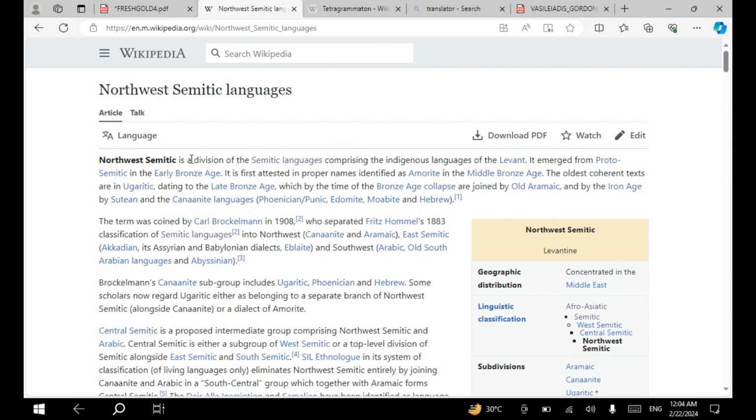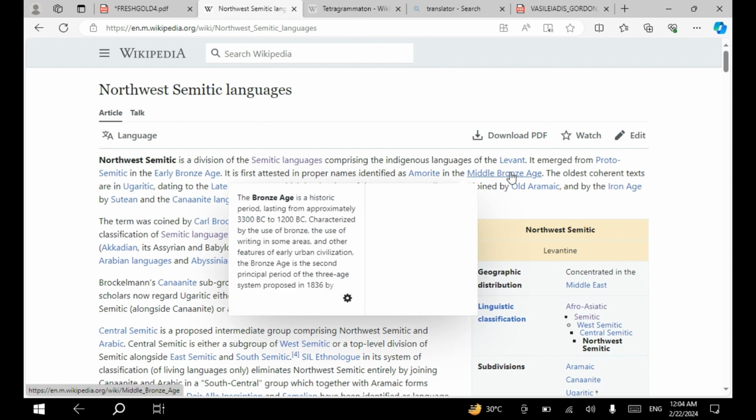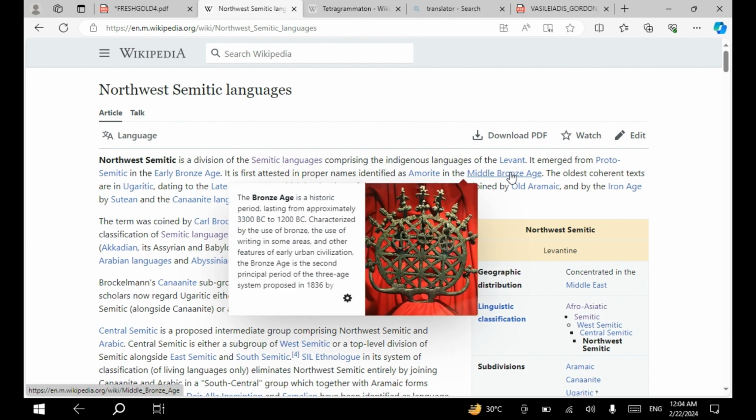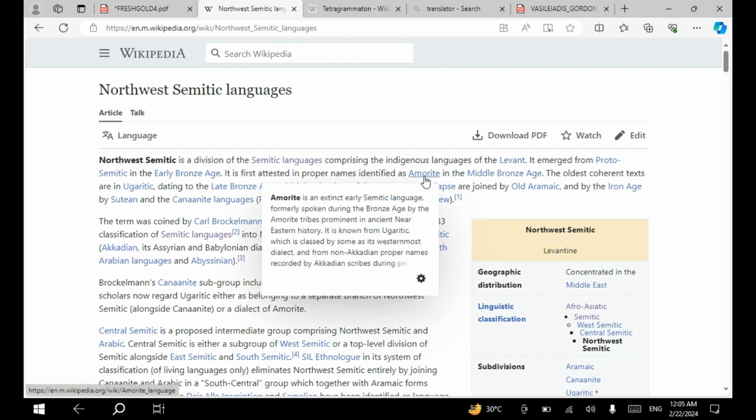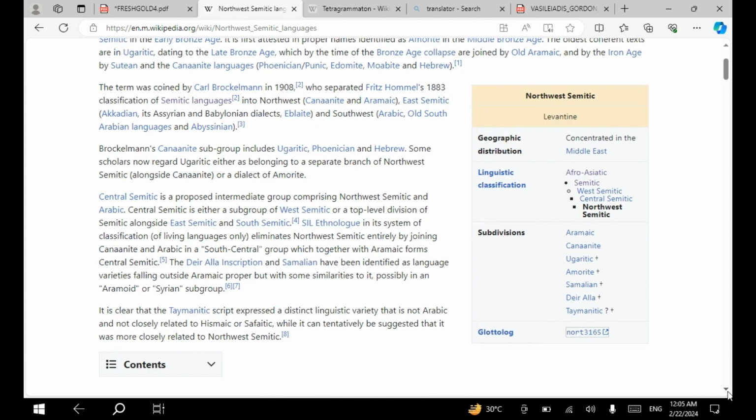Northwest Semitic is a division of Semitic language comprising the indigenous language of the Levant, what they say. It emerged from Proto-Semitic in the early Bronze Age. It is first attested in proper names identified as Amorite in the Middle Bronze Age. So, Northwest Semitic language, which the Semitic language, was really spoken by the Amorites. And who are these Amorites today? Who are these Amorites today? Let's look at this.